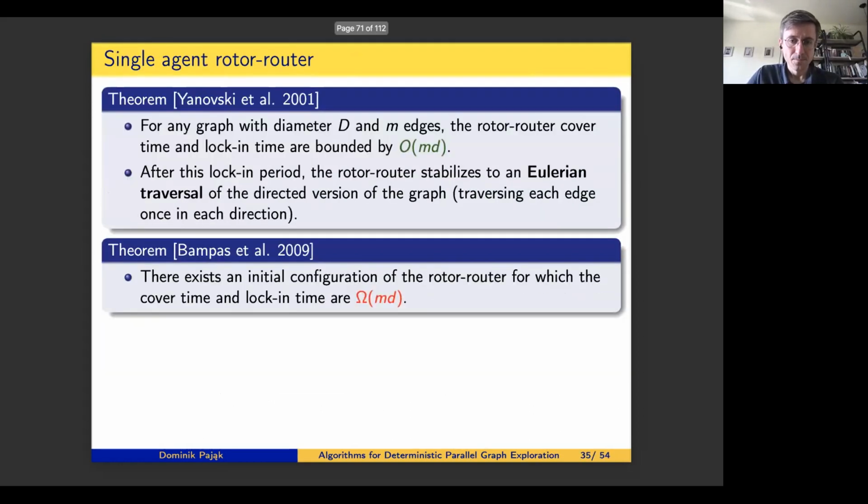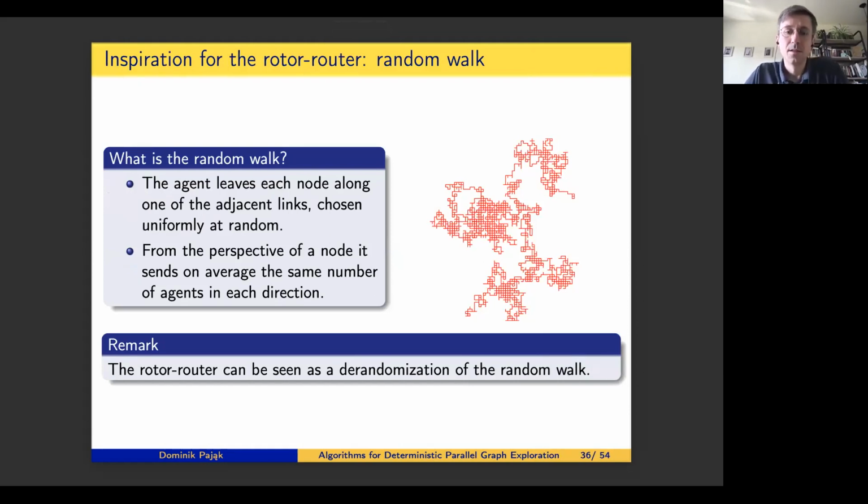And one thing that's an inspiration is the random walk, because in the random walk, every node is basically sending on average the same number of agents in every direction. So on average. In this case, it's deterministic. Every node has this rotating cannon, and it's sending the same number of agents in every direction deterministically. So this rotor-router can be seen as a de-randomization of the random walk.